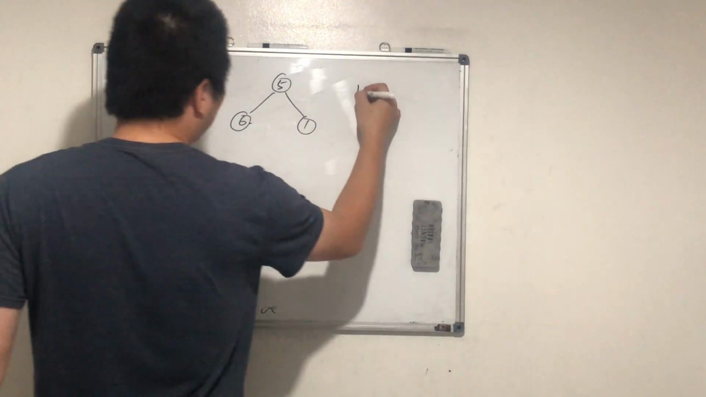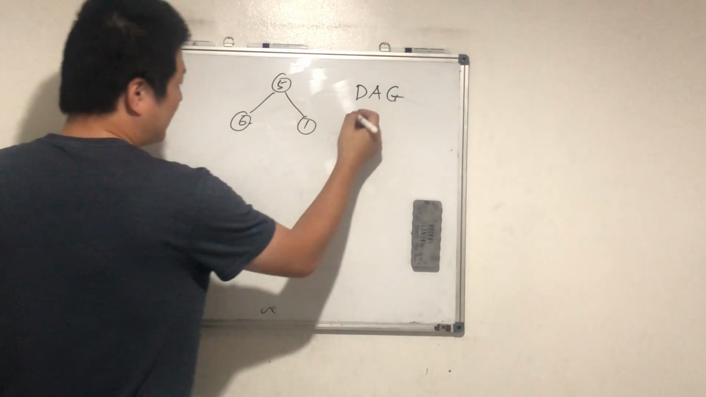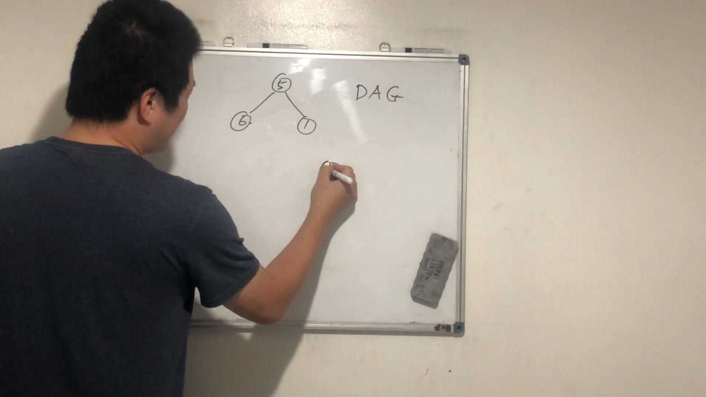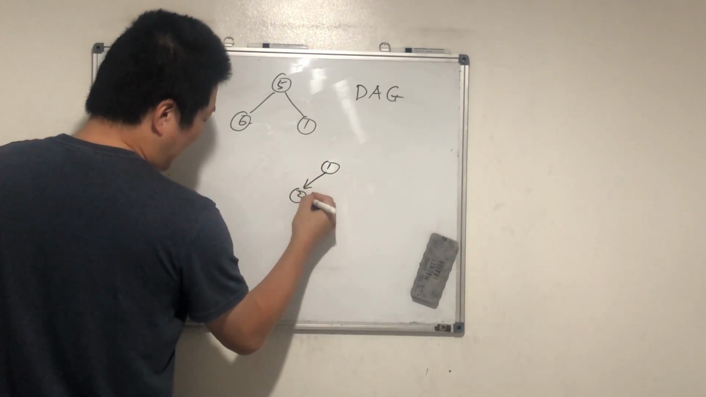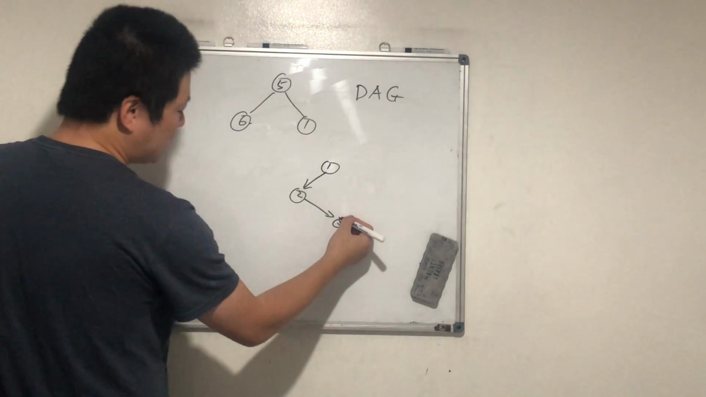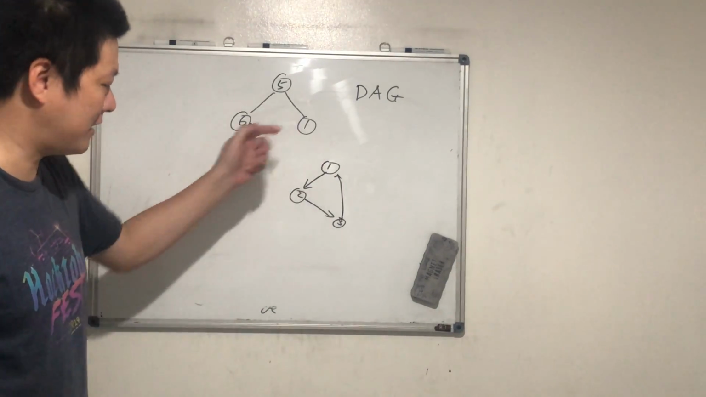What's a DAG, by the way? Remember we talked about this? Directed acyclic graph. Okay, so look, if I have 1 to 2 and 2 to 3, it has direction, but it doesn't form a cycle. And how about this? If I point it here, does it have cycles? 1 to 2. Yes, it has cycles.